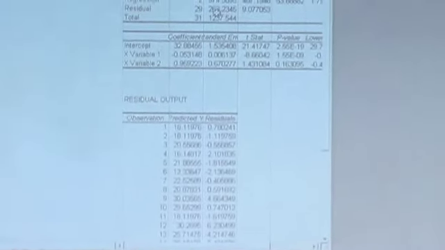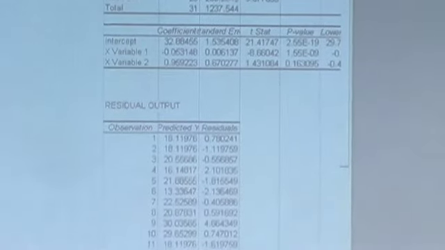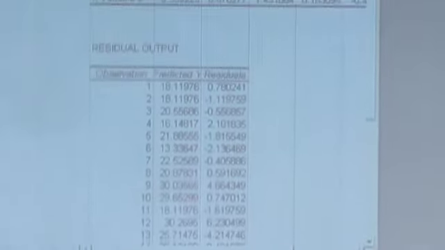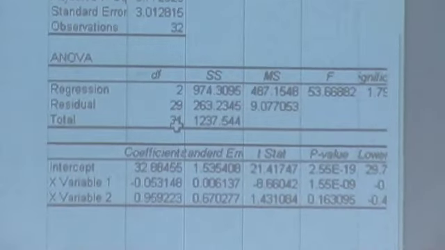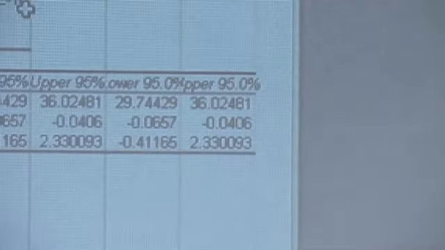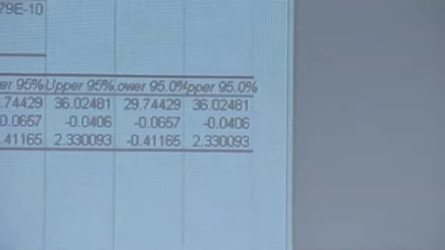All right. There are 2 degrees of freedom for regression. There are 29 degrees of freedom for the residual and 31 total. That's 32 minus 1, because there were 32 data points in this problem. Okay. So there's the significance of the regression. It was already significant with 1 regressor, so it's certainly going to be significant with 2 regressors. The regression sum of squares is bigger than it is with just 1.